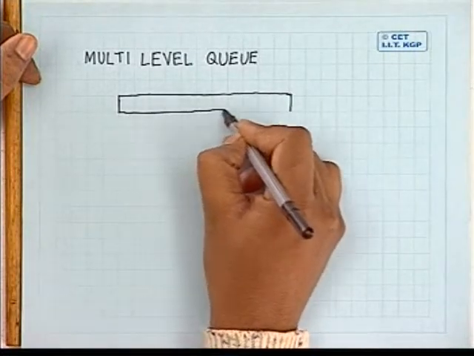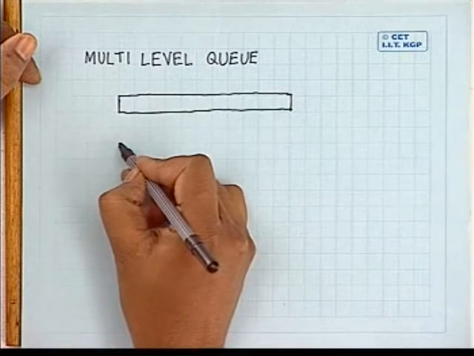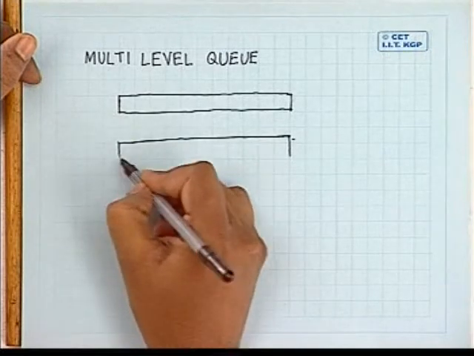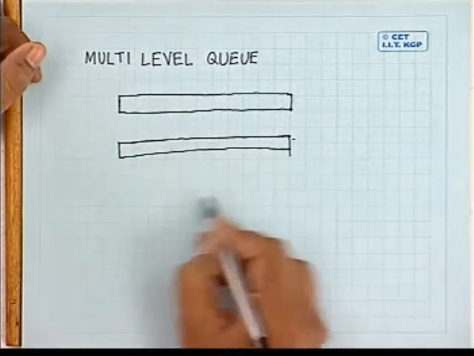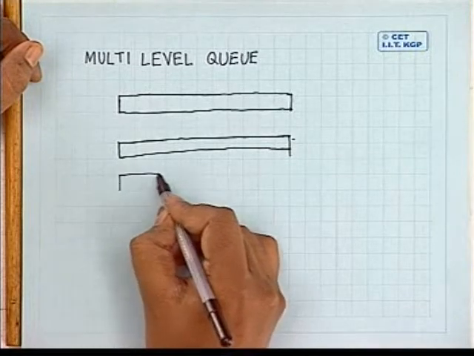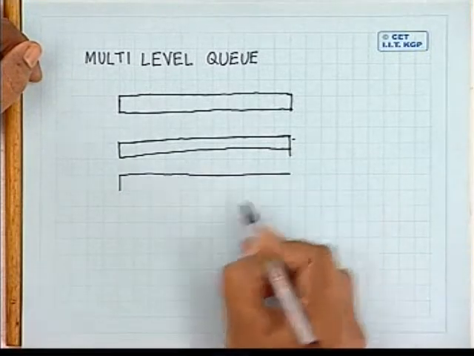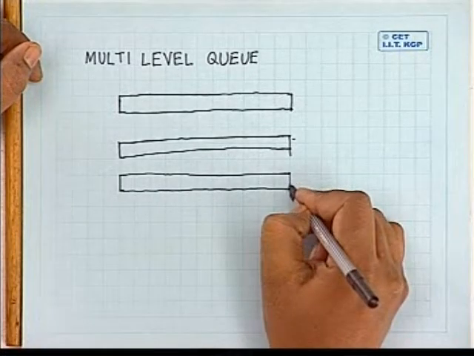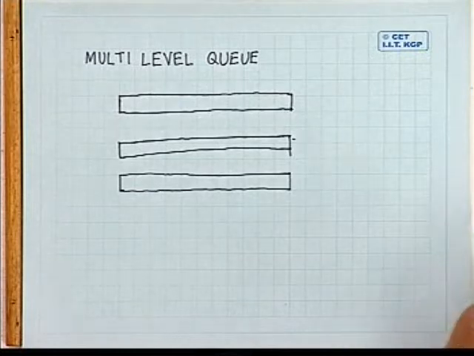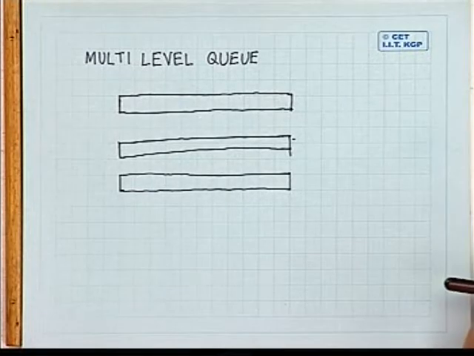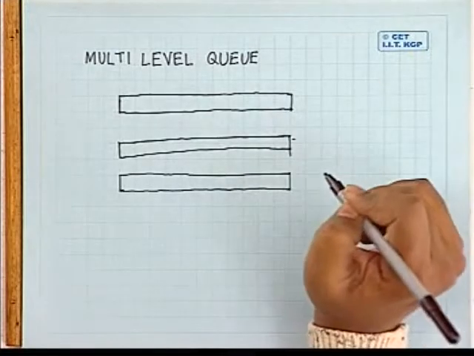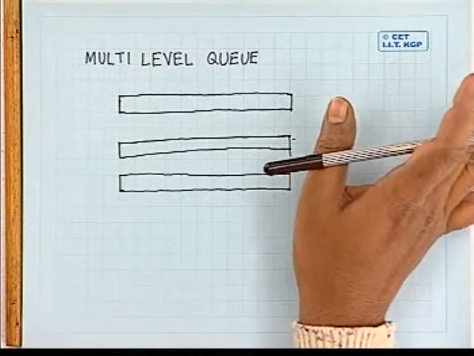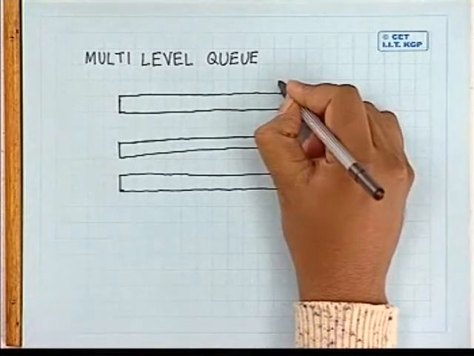So this is one ready queue. This may be another ready queue. And here I can have another ready queue. So suppose I categorize the jobs in three different categories. The first ready queue will contain the jobs, let us say, whose CPU burst duration is less than or equal to 2 milliseconds.